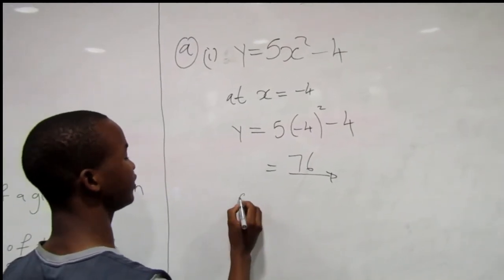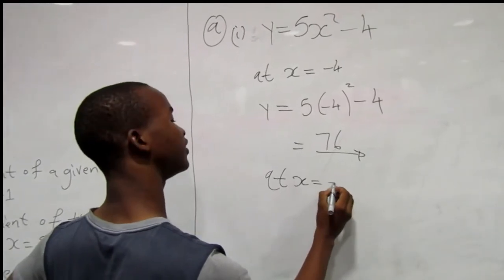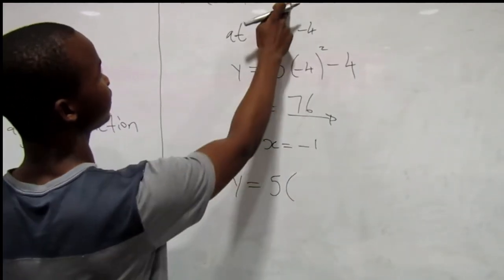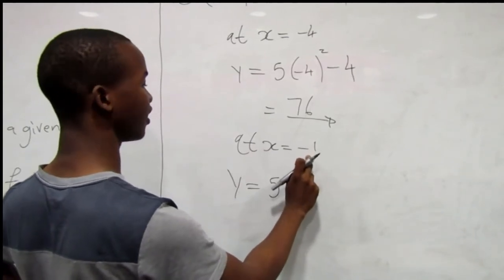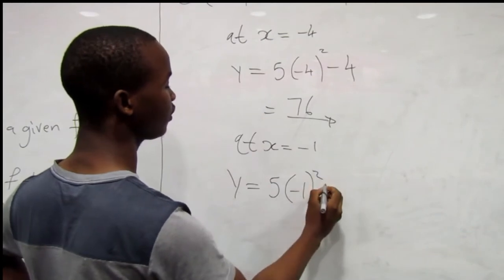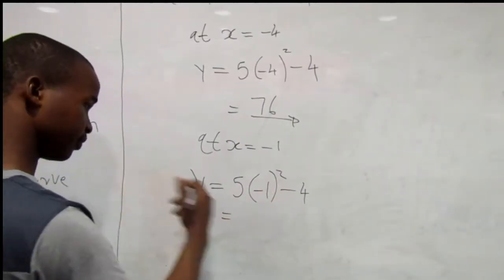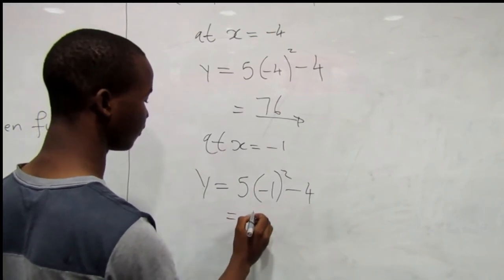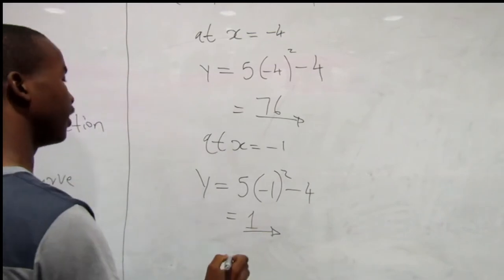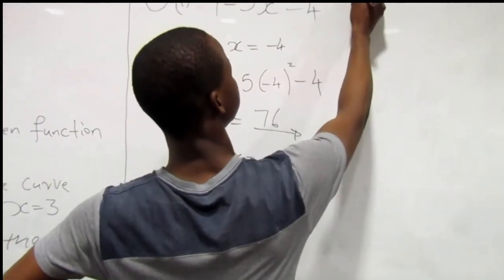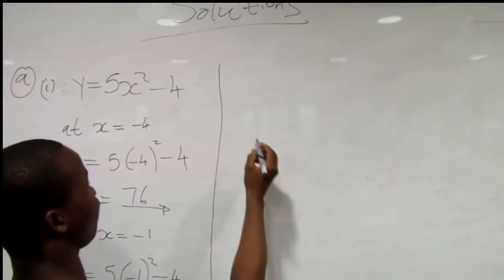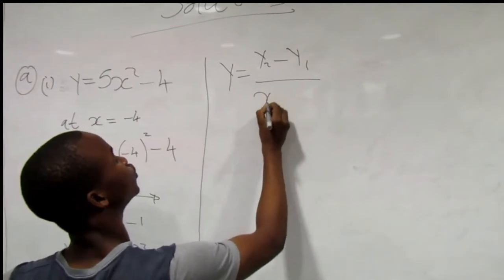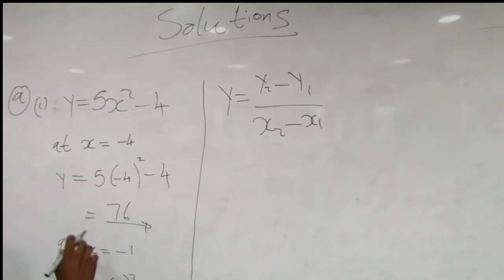Then the second step: at x equals -1, our y is equal to 5. Again, instead of x we substitute -1, squared, minus 4. Then -1 squared is 1. 1 times 5 is 5. 5 minus 4 is 1. Now we calculate our average gradient, which is equal to y2 minus y1 divided by x2 minus x1. Then we come to our solution.